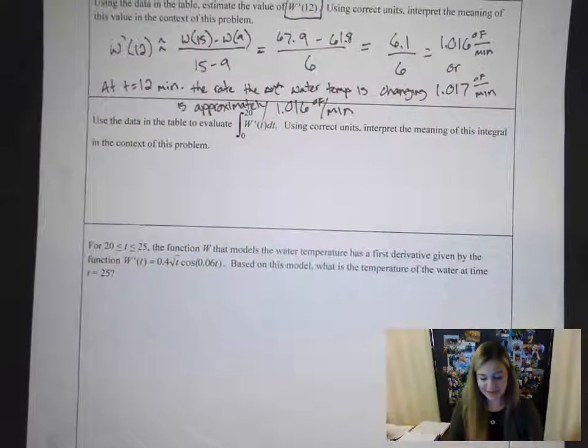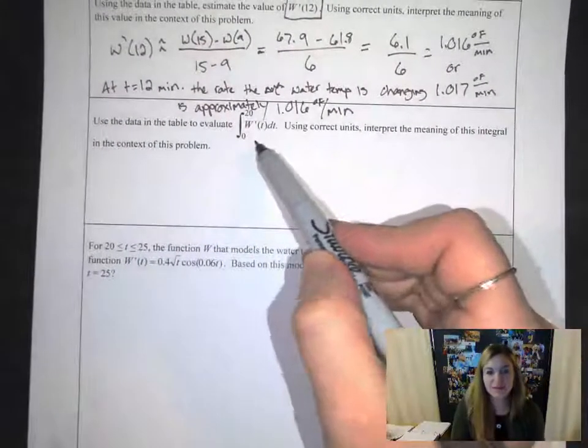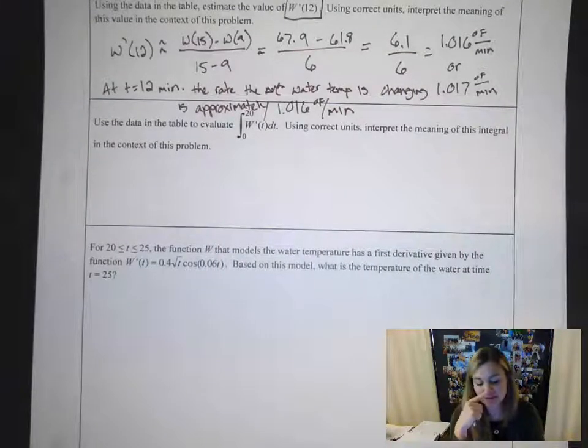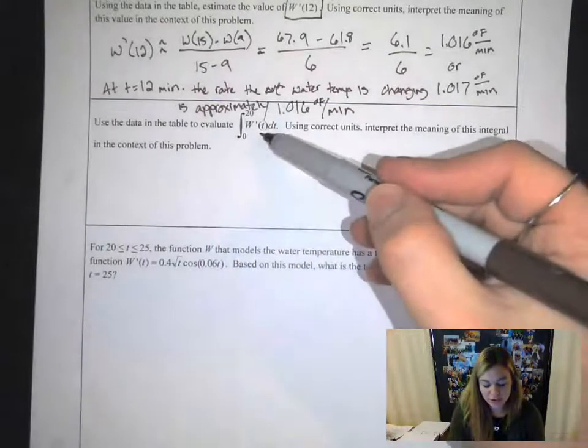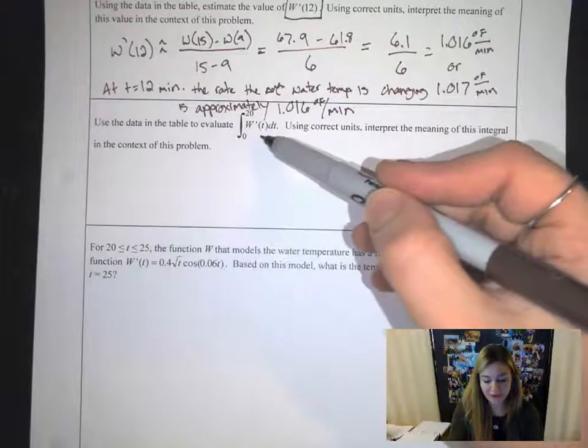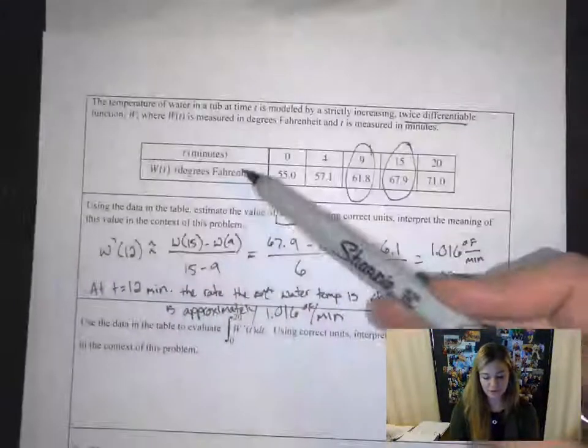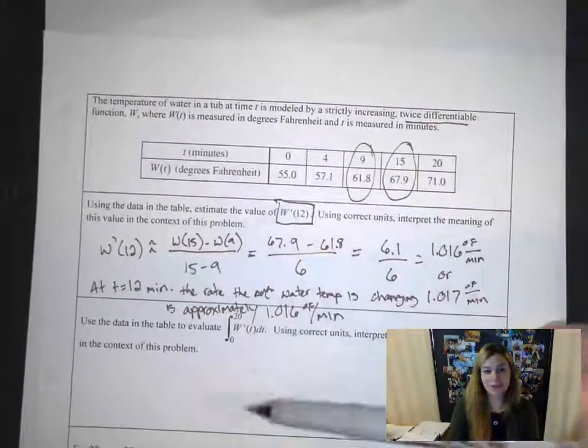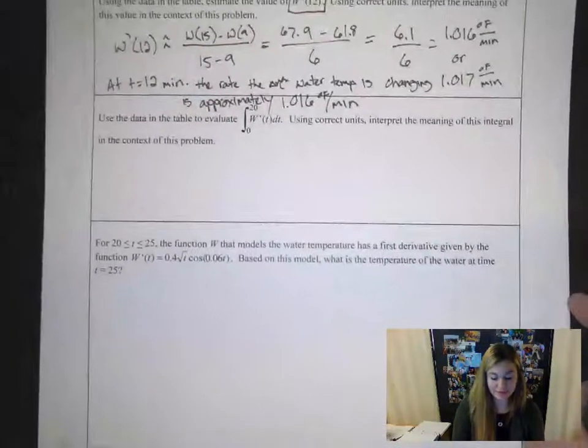Use the data in the table to evaluate this. Okay, so let's think about this. I could do the area under the curve if I have W prime of t. I don't. They don't match, so I can't do it that way. The next thing I can do is think, okay, what about the fundamental theorem of calculus?